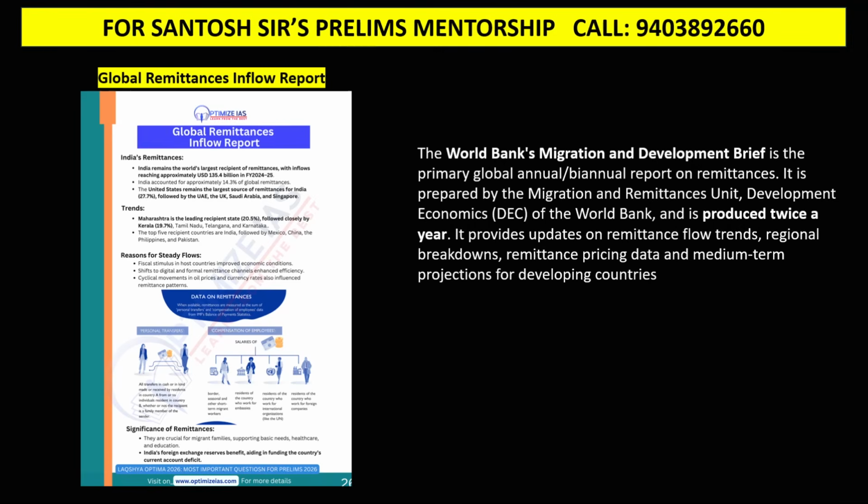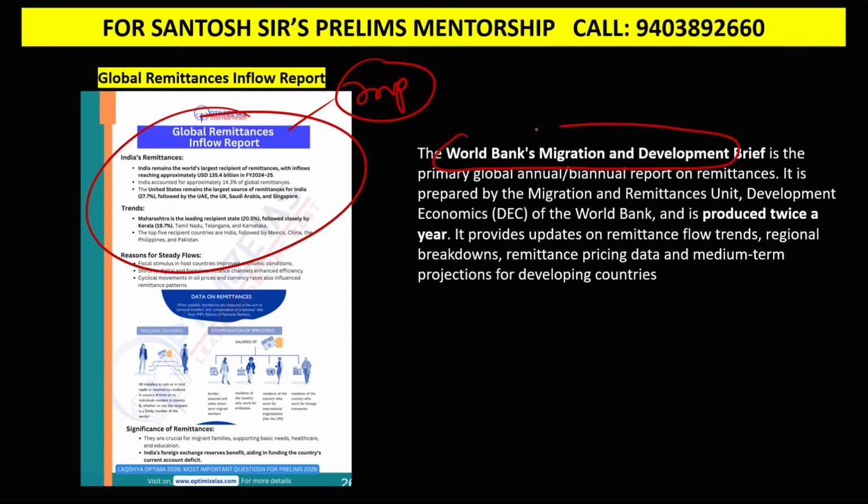Next, guys, the global remittances report. Guys, this is in the news. India is the country which receives the highest remittances, but because of the Gulf War, the remittances can fall. So the report you should remember is the World Bank Migration and Development Brief.